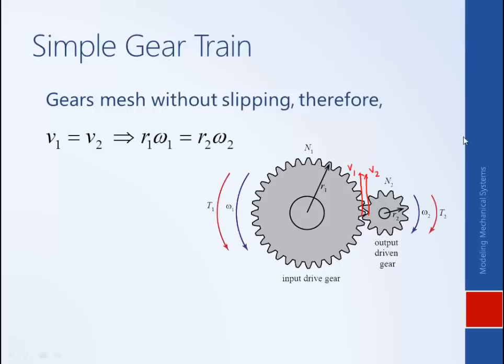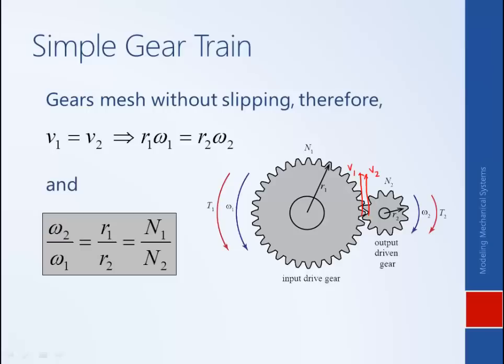We can also make use of the fact that the velocity at the edge of the gear is equal to the radius of the gear times its angular velocity. If that's something you don't recall, that's okay. So V1 is equal to R1 times omega 1, and V2 is equal to R2 times omega 2. Dividing through by R1, so dividing R1 to the right hand side and dividing omega 2 to the left hand side, gives us the relationship between the input speed and the output speed, and it's shown to be inversely proportional to the radii.